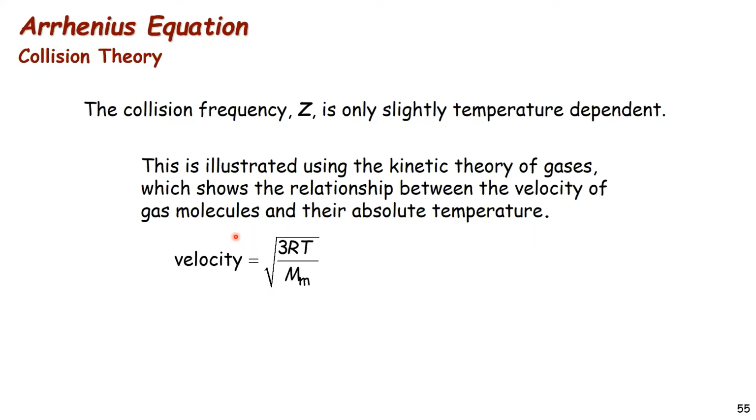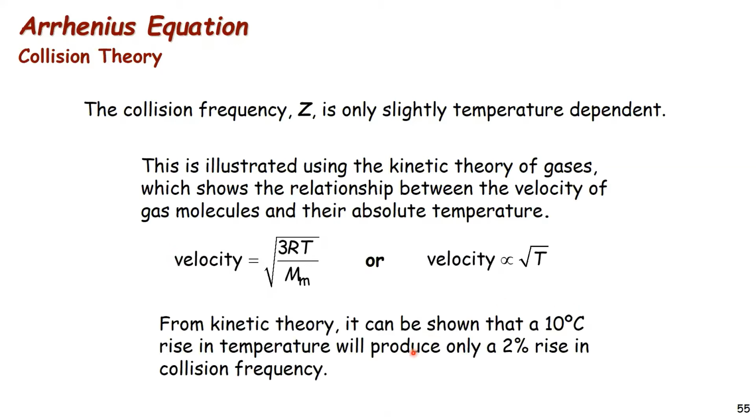Remember, temperature is how fast molecules move. So it is a direct analogy, having you guys run around and comparing you to molecules that are reacting. And we can see that, right? Because we know, again, the velocity is directly related to the square root of the temperature. The square root of the temperature isn't really changing too much how often the collisions occur. So from kinetic theory, we can show that a 10 degrees Celsius rise in temperature only produces a 2% rise in collision frequency.